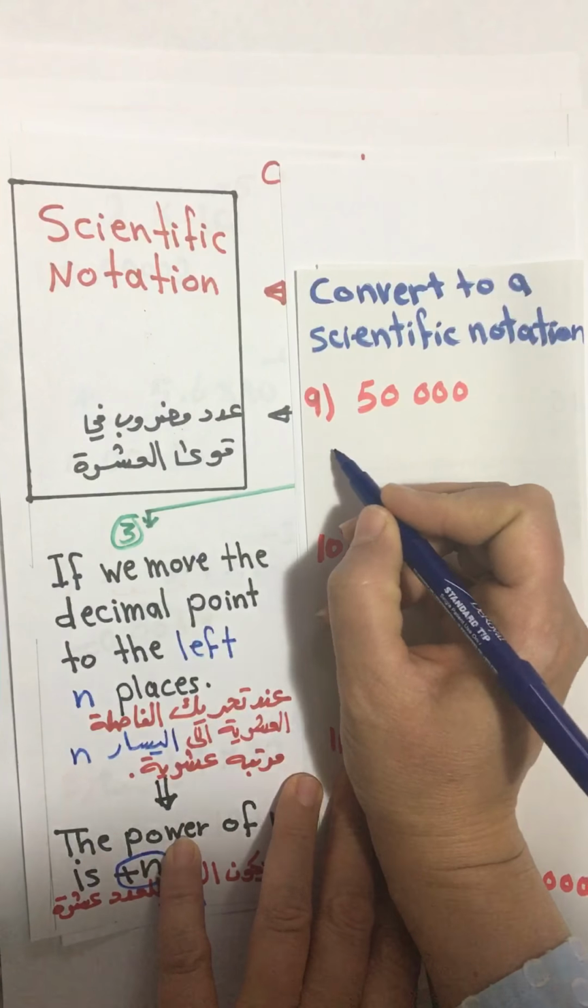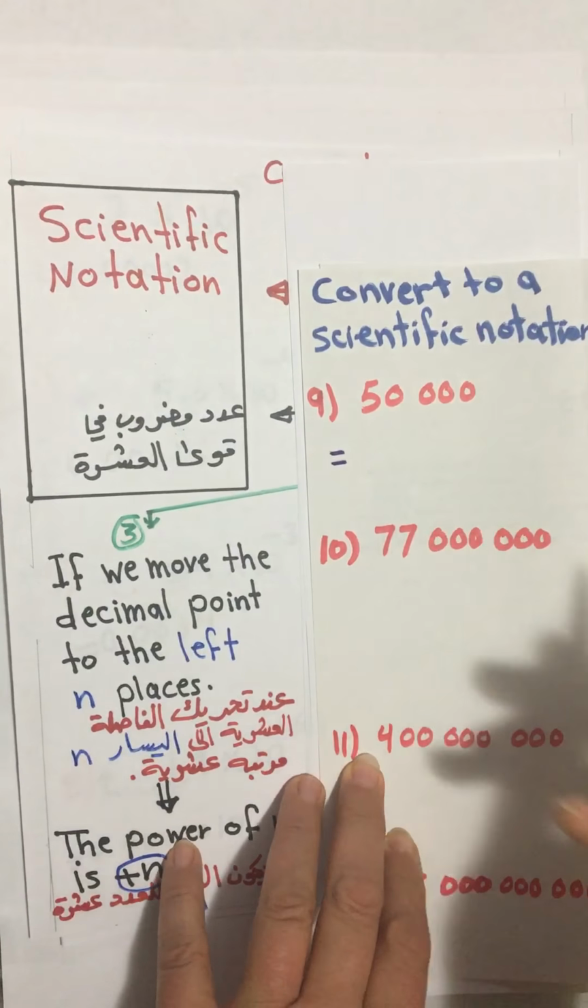The first step, the number should be between 1 and 10.